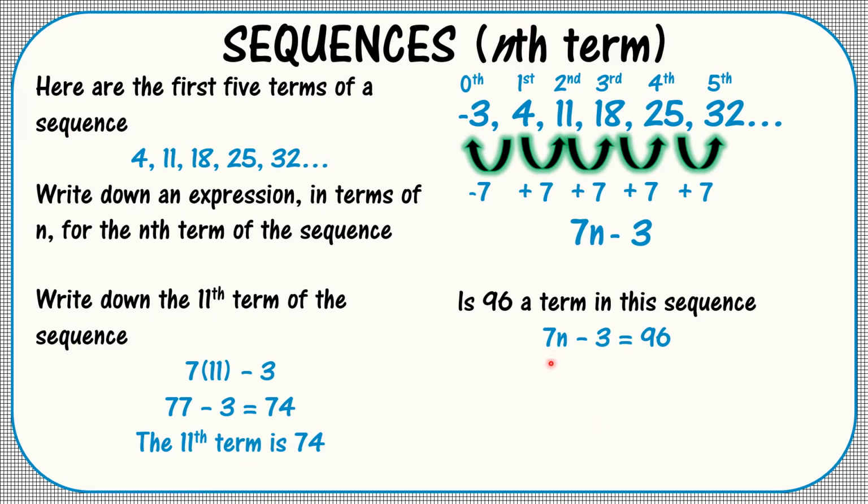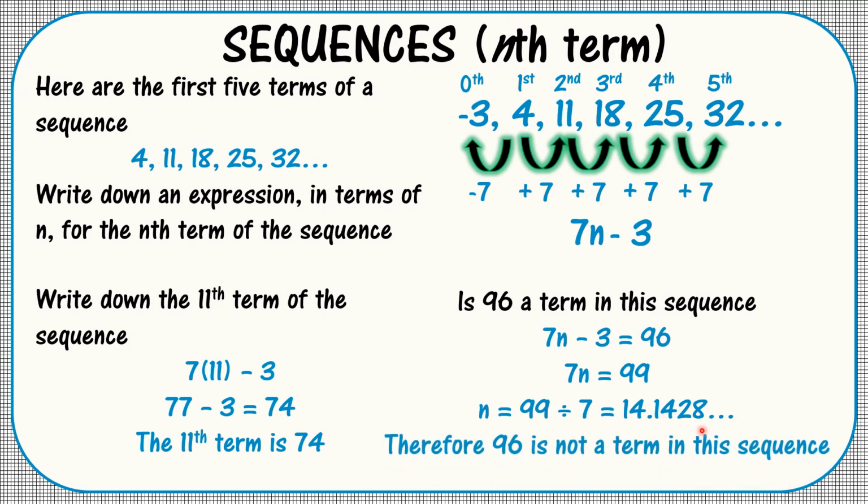Let's solve for n. So the first thing that we'll do, we will take this 3 to the other side. So 7n equals 99. We divide both sides by 7. n is equal to 99 divided by 7, which equals 14.1428, so on. Because this number is not an integer, because it is not a whole number, that means that 96 is not a term in this sequence.